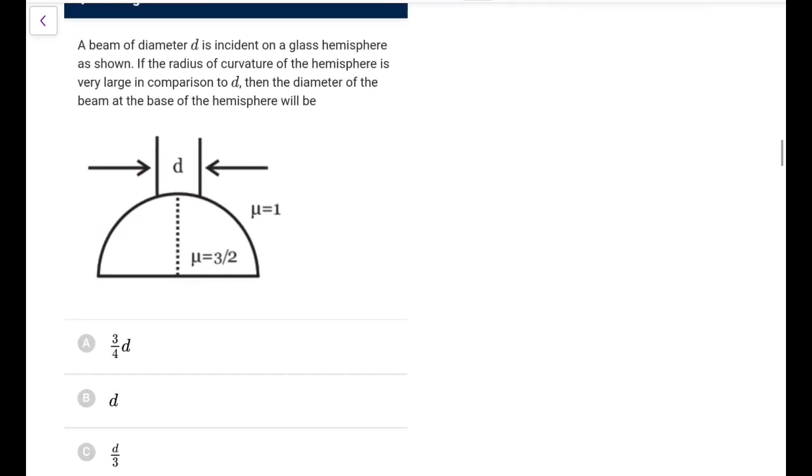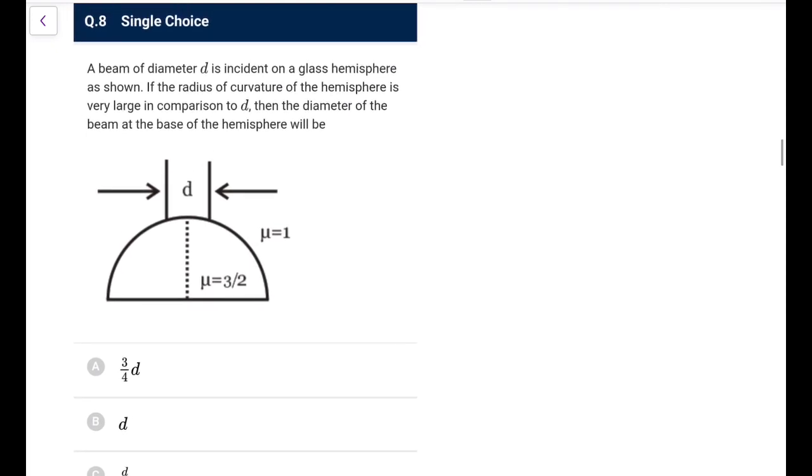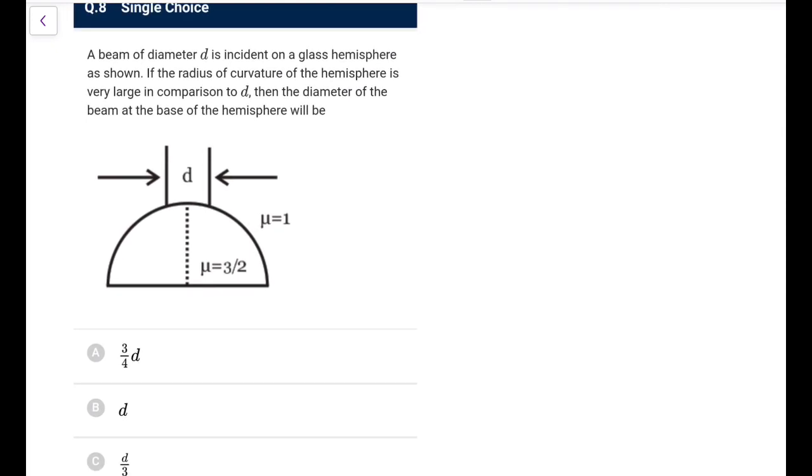A beam of distance d is incident on a glass hemisphere as shown. If the radius of curvature of the hemisphere is very, very large in comparison to d, then the diameter of the beam at the base of the hemisphere will be? So for this first surface, I'll treat it as a refraction from a curved surface. So n2 by v, that is 3 by 2 upon v, minus n1 by u, that is 1 upon infinity. I can directly write that is 3 by 2 minus 1, and this is rays going there, so R would be positive. You can call it as R.